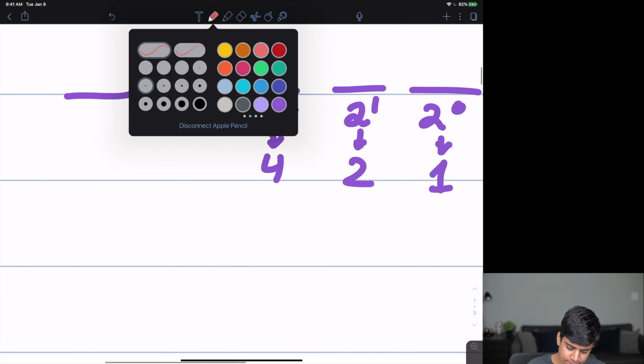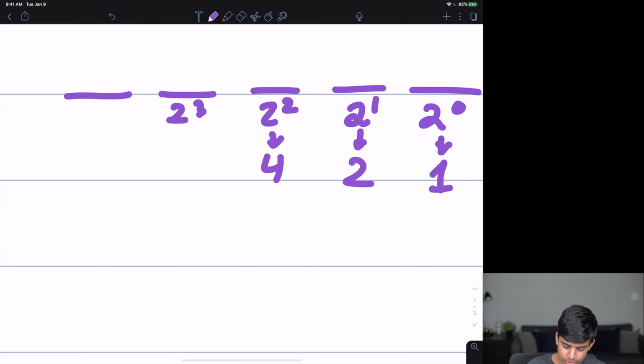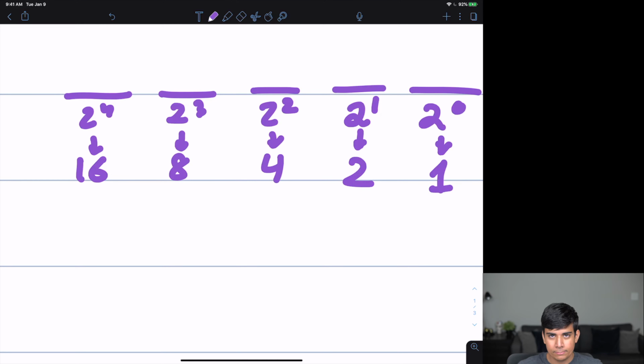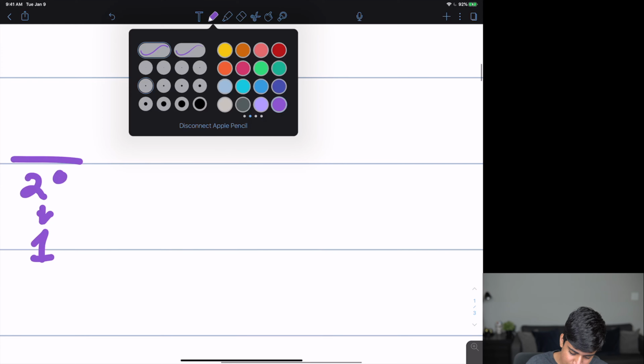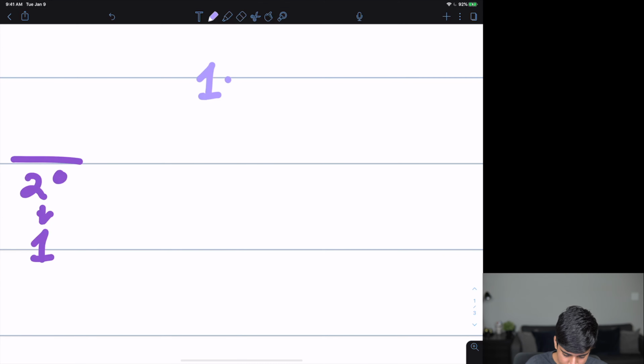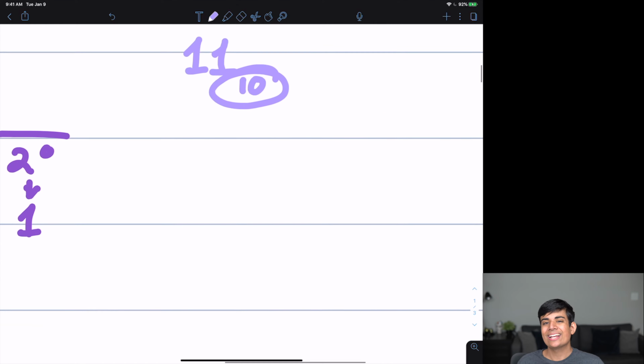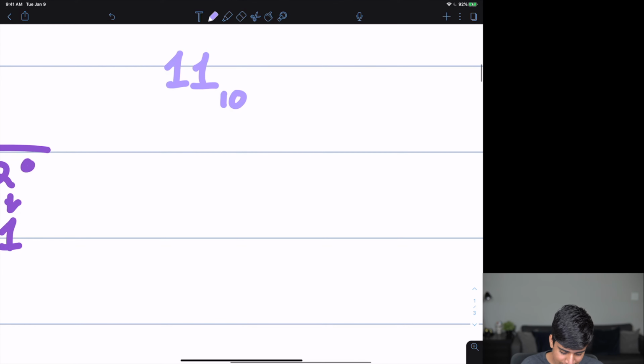Let's continue on. Let's say I take 2 to the 3rd power. Well, 2 to the 3rd power, this is going to be the 8's place. And then 2 to the 4th power over here, this is going to be the 16's place. So now that we have all of these over here, let's try to take a random number. Let's say I grab the number 11. And now the number 11 is actually within the base 10 system. So if we're trying to write out what base a number is in, we write it just like that as a subscript. So this would be the base over here.